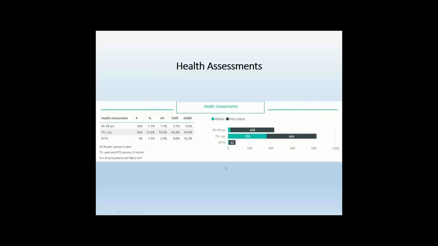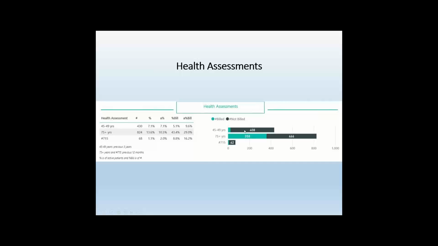And across to the graph now, you can see the bar here for the 45 to 49-year-olds, the total length of that bar represents all of those 45 to 49-year-old active patients at your practice, and then the color coding represents those who were billed and not billed. So the green section is those who were billed for that health assessment, and the dark region is those who were not.